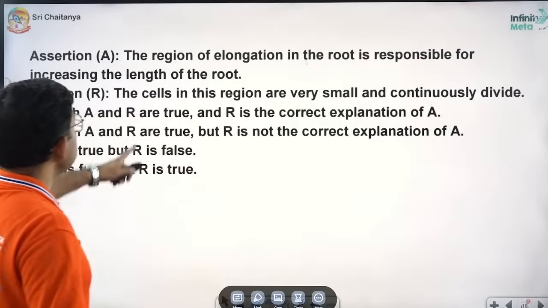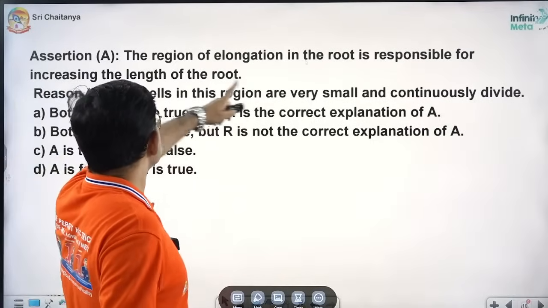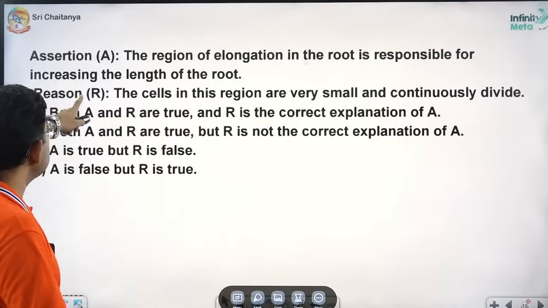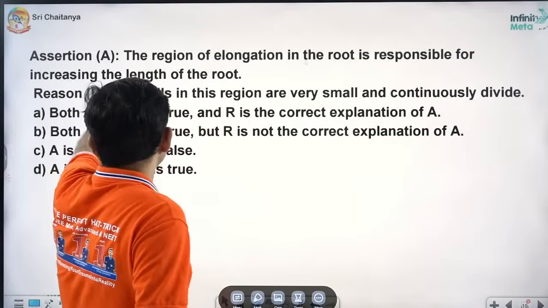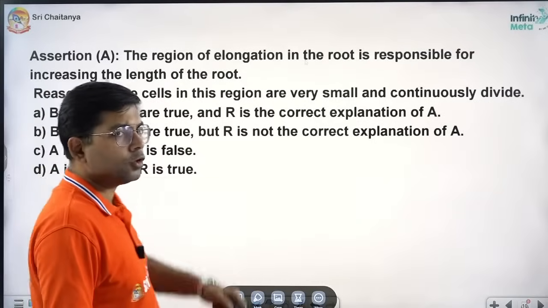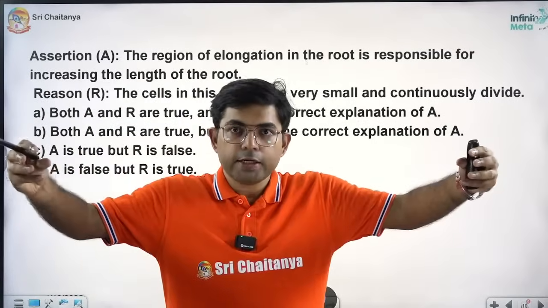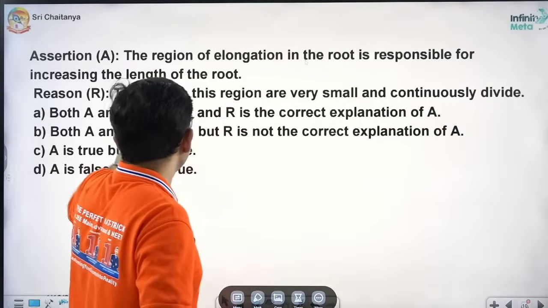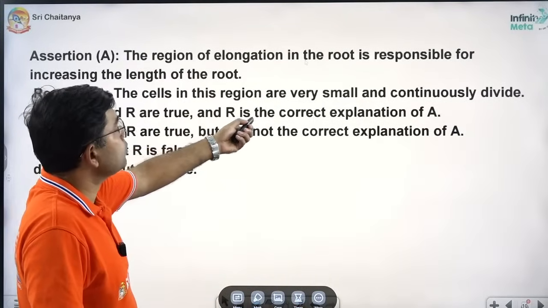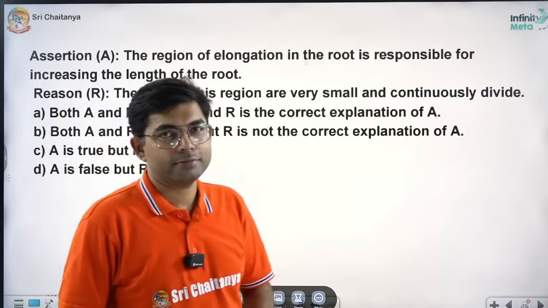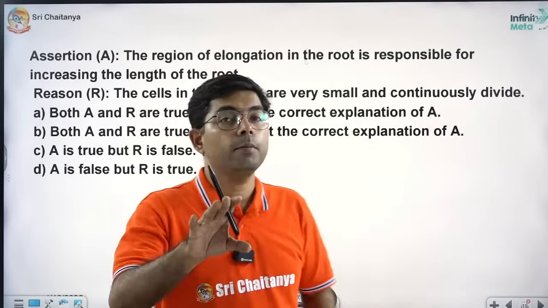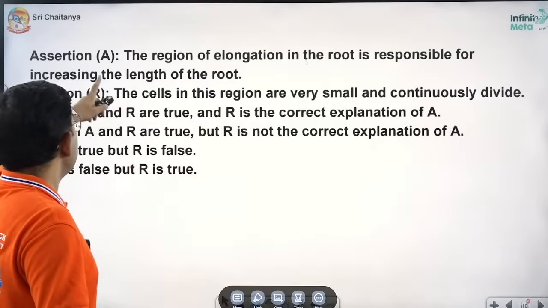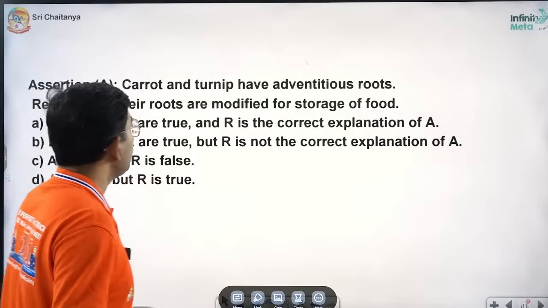Next, the region of elongation in root is responsible for increasing the length of the root. Yes, elongate, increase the length of the root. The cell in this region are very small and continuously divide. Continuously divide, not region of elongation, it is region of meristematic. So assertion is true, reason is false.